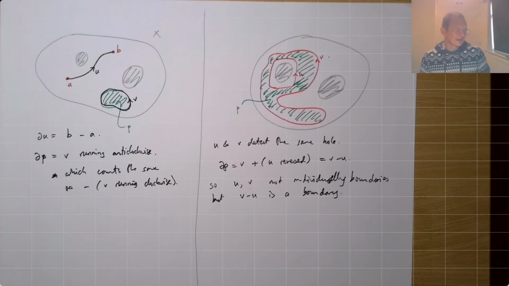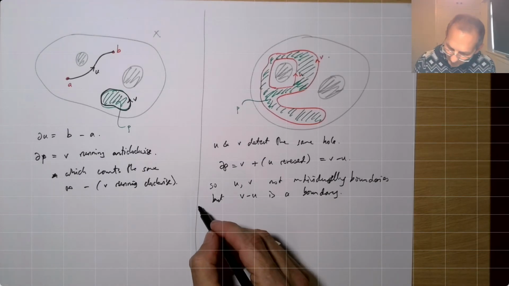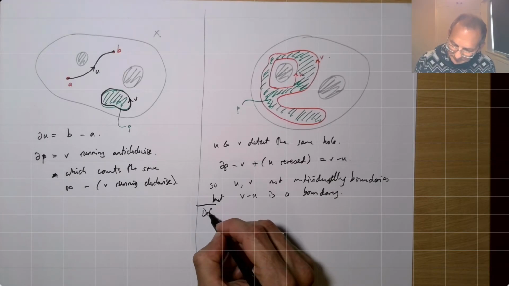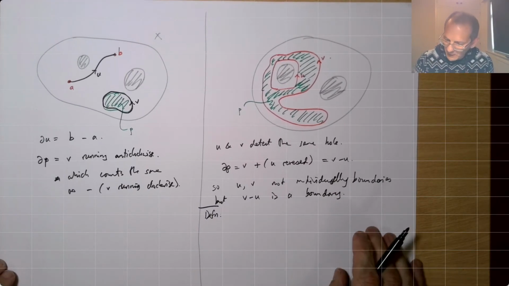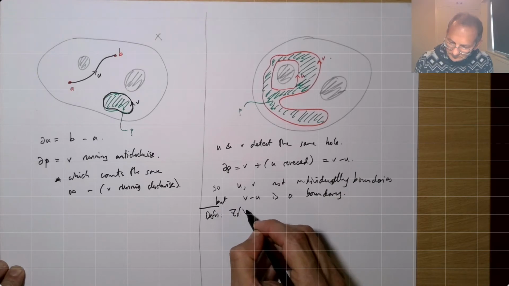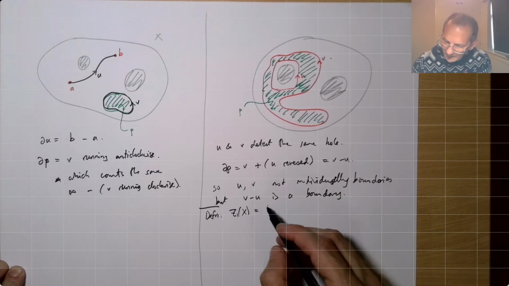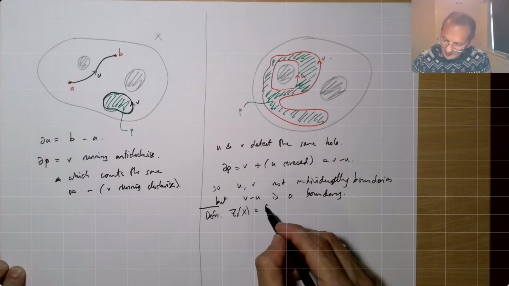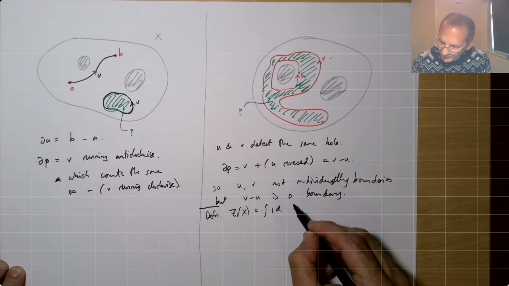So this hopefully might ring a few bells, something that you've seen before. It should remind you of how we form quotient groups. So this is what we're going to do. Define Z1 of X to be the set of one-dimensional things with no boundary.